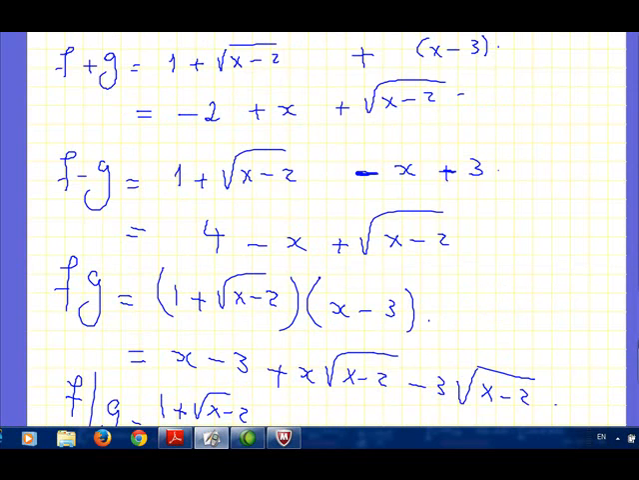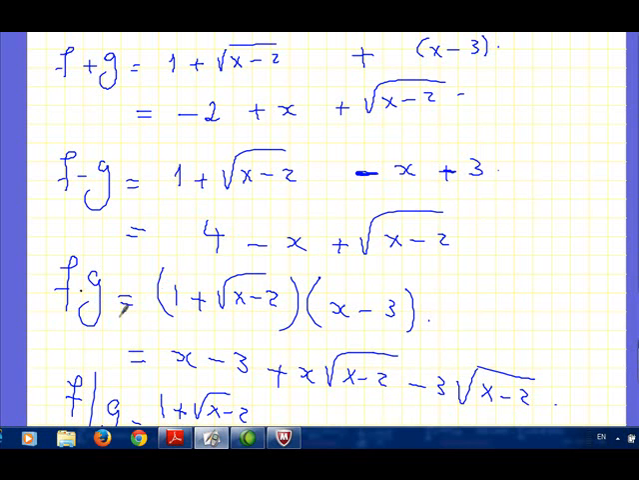Now we can go a step further and add them. F plus g will be 1 plus root x minus 2 plus x minus 3. 1 minus 3 will be negative 2, so we get negative 2 plus x plus root x minus 2. F minus g, we can subtract the two functions, will be 1 plus root x minus 2 minus, changing the signs of the whole bracket, negative x plus 3. The result will be 4 minus x plus root x minus 2.